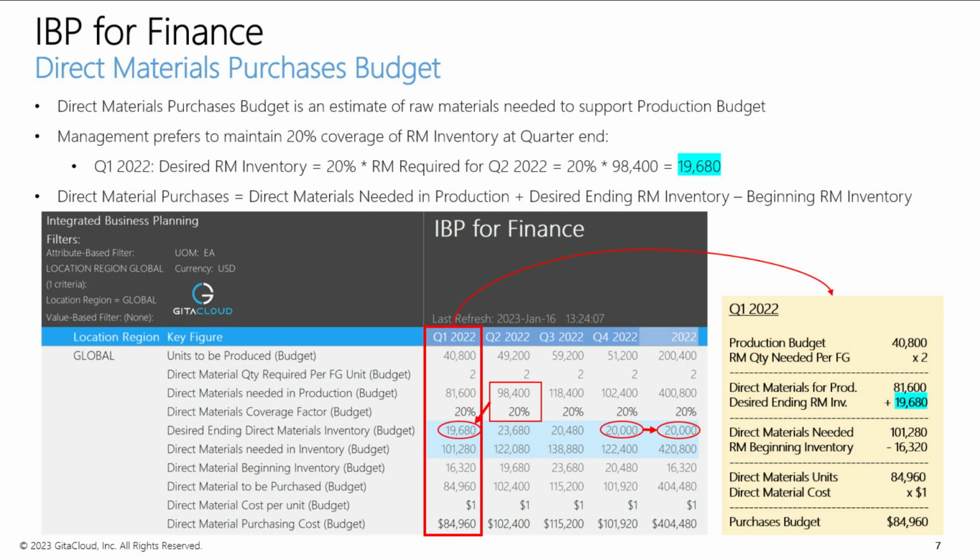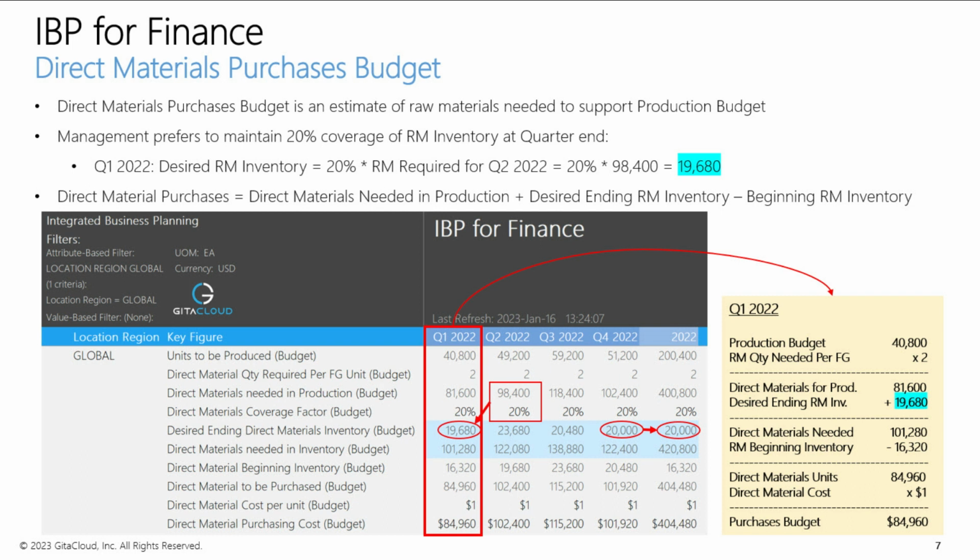Direct materials are the raw materials or components that directly contribute to producing the finished goods. We have a single raw material for a single finished good to keep this example simple. Assume 2 units of raw material are needed per unit of finished good. We would like to have a 20% inventory cover for raw materials.